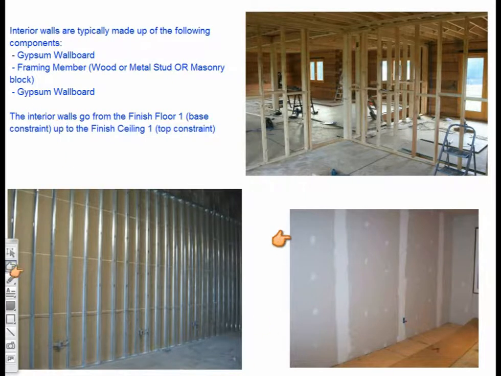So the typical makeup of an interior or partition wall is gypsum board, the framing member, which could be wood, metal, or masonry block, and gypsum board on the other side. This image uses what is called a metal stud. On the outside of this stud is what is called gypsum wallboard.